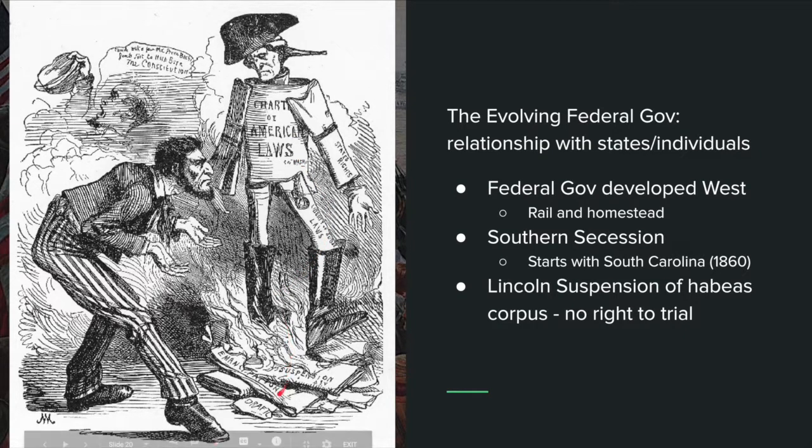It's important to note too, I just saw this down here, it reminded me, both the North and the South are going to have drafts, which is kind of an un-American thing to do, right? The federal government forcing men to fight, but that is going to happen as well in the North and the South.